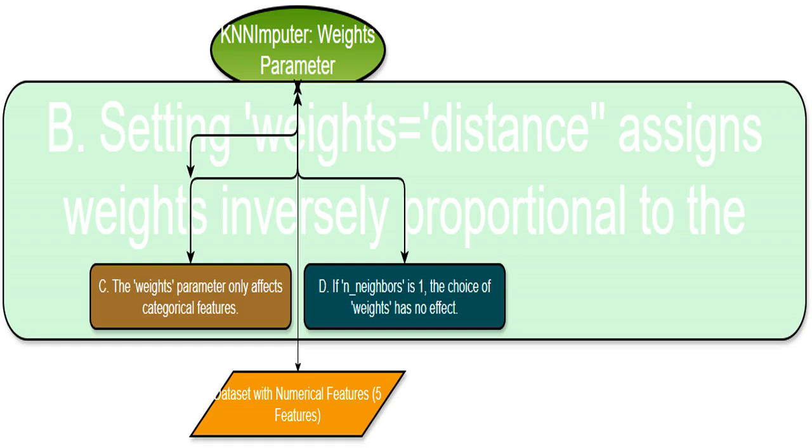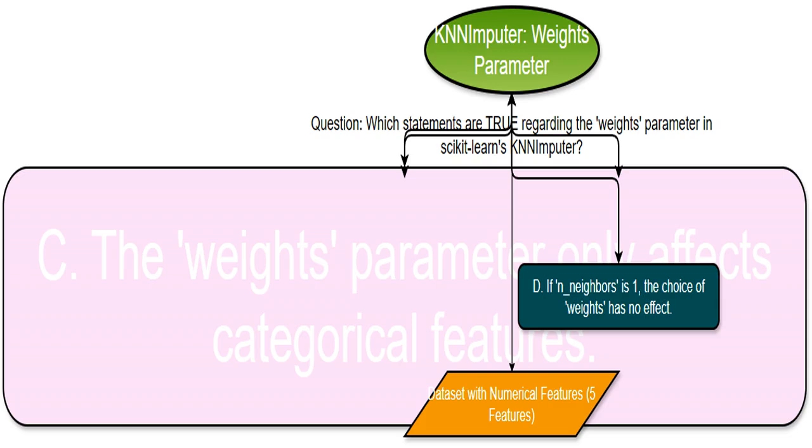This statement says that selecting distance weighting gives more importance to closer neighbors. I see this as true, too. Imagine a group project. The closer teammates contribute more to the final grade. Makes sense, right? This one claims the weights parameter only impacts categorical data.